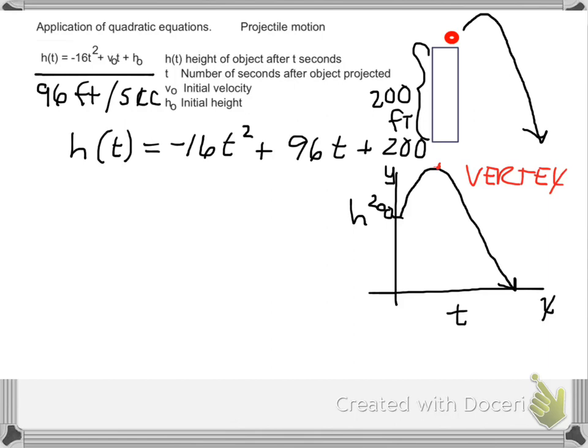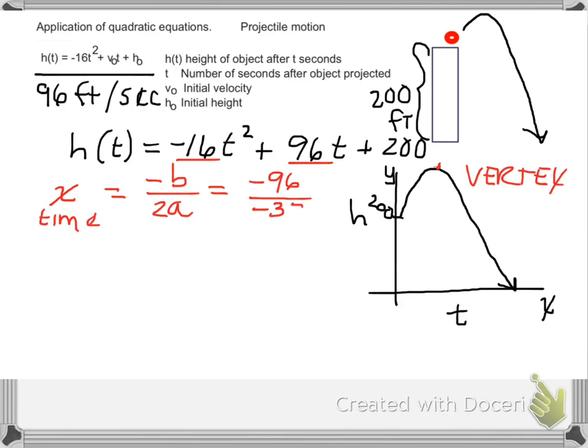We know how to find the x-coordinate of the vertex, and remember x represents our time. The x-coordinate, there's a little formula for it, negative b over 2a, and b is 96, so we have negative 96, and a is negative 16, so 2 times a negative 16 is negative 32. So when you simplify that, our time is equal to 3 seconds.